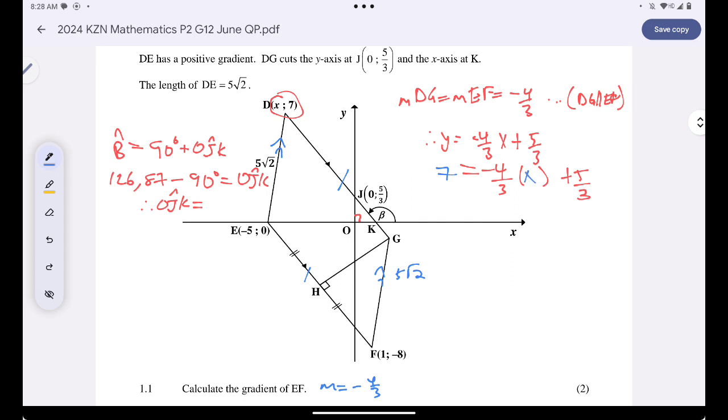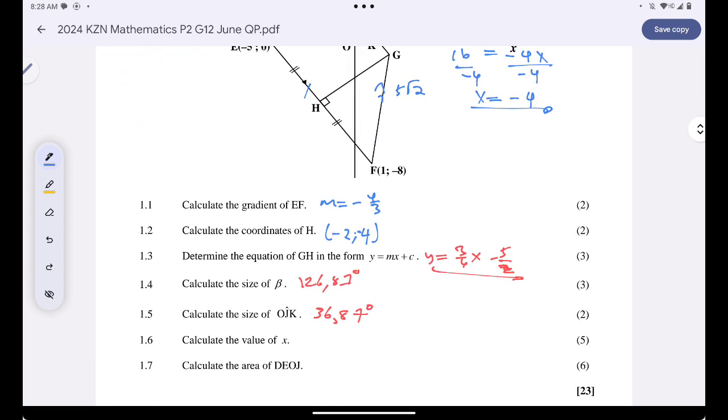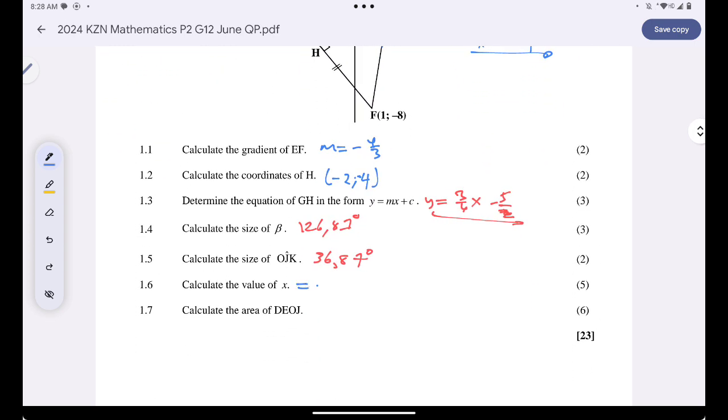There's x here. I'm solving for x and I have a denominator of 3. I must multiply everything by the LCD. So I'll have 21 is equal to negative 4x plus 5. 21 minus 5 is equal to 16. Then I can divide everything by negative 4. Then x will be equal to negative 4. So x is equal to negative 4.